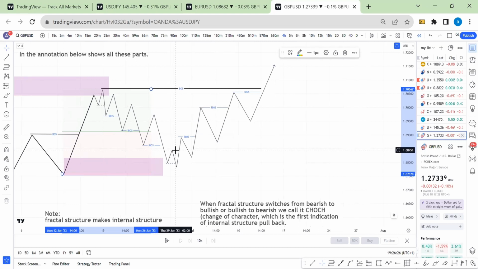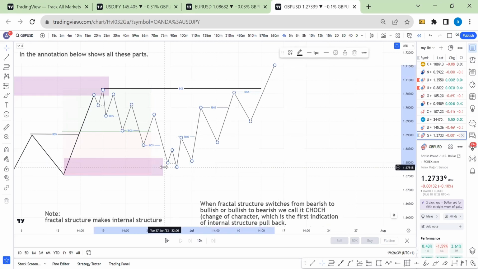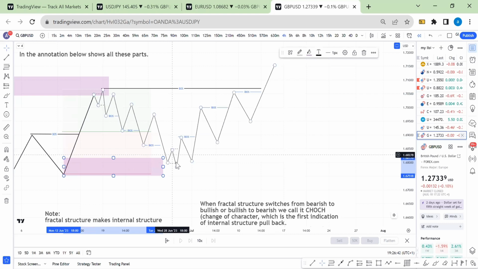Sorry, fractal structure switch, which we call change of character. You see that price will make this fractal switch, then come back. So immediately price comes back, you have more confidence trading from here after the fractal structure if you want, though it's not as high probability as waiting for an internal break of structure again. But trading this fractal switch, when price creates a change of character here, is higher probability than trading it here, because this is now in line with this swing structure.